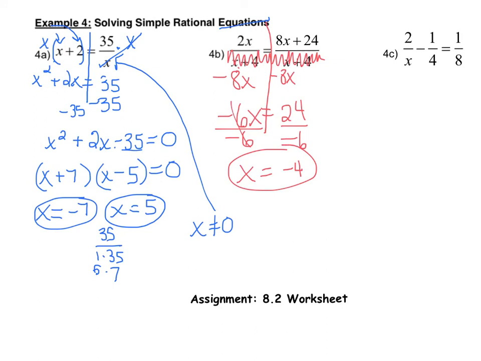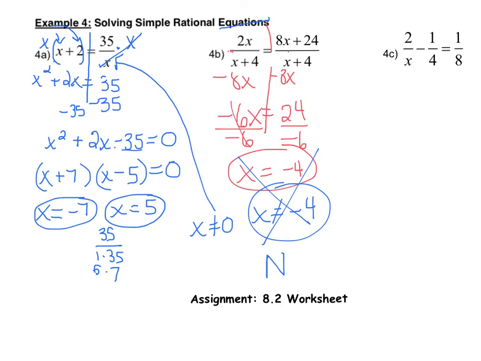However, if we go back and check our undefined values, what's the only value of x that would make the bottom equal 0? Negative 4, right? And we got negative 4 for the answer. So we have x equals negative 4 for the answer, and we have our undefined value, x cannot equal negative 4. So we can't have both of those for our answer, so the answer to this is no solution.